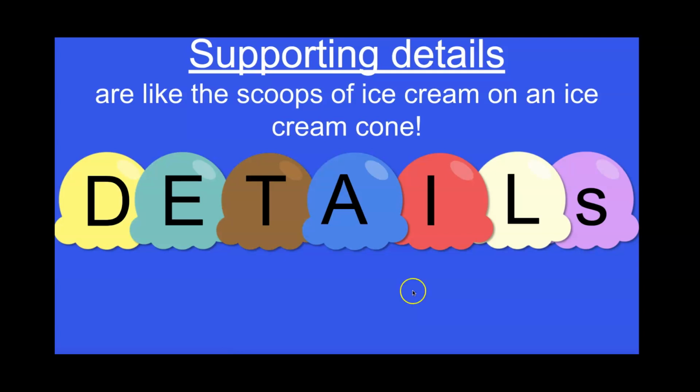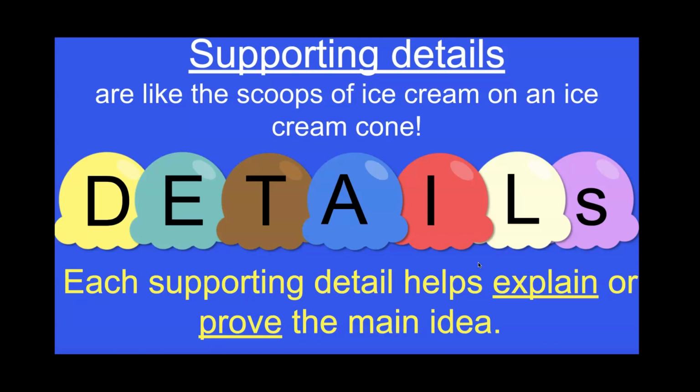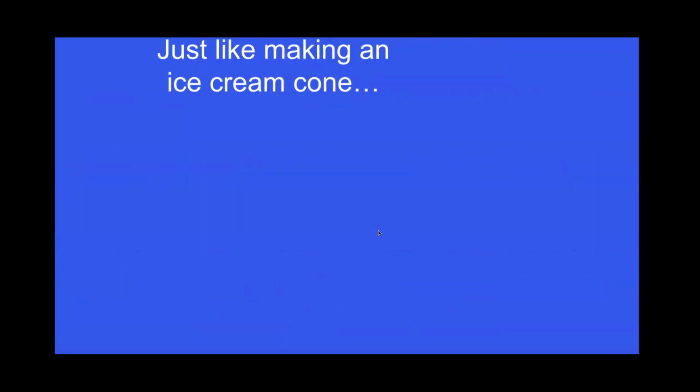Now, obviously, if you're writing, I don't expect you to have this many scoops of ice cream as your supporting details, but I just thought it was a cute little visual. Each supporting detail helps explain or prove the main idea. So when you're writing, whatever you're trying to prove, you need to think about, do your sentences prove what you're trying to support?